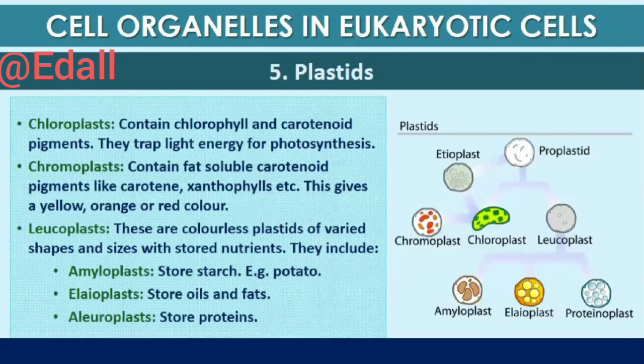The chloroplasts contain chlorophyll and carotenoid pigments which are responsible for trapping light energy essential for photosynthesis. In the chromoplasts, fat-soluble carotenoid pigments like carotene, xanthophylls and others are present. This gives the part of the plant a yellow, orange or red color. The leucoplasts are the colorless plastids of varied shapes and sizes with stored nutrients. Amyloplasts store carbohydrates, starch, for example potato. Elaioplasts store oils and fats, whereas the aleuroplasts store proteins.